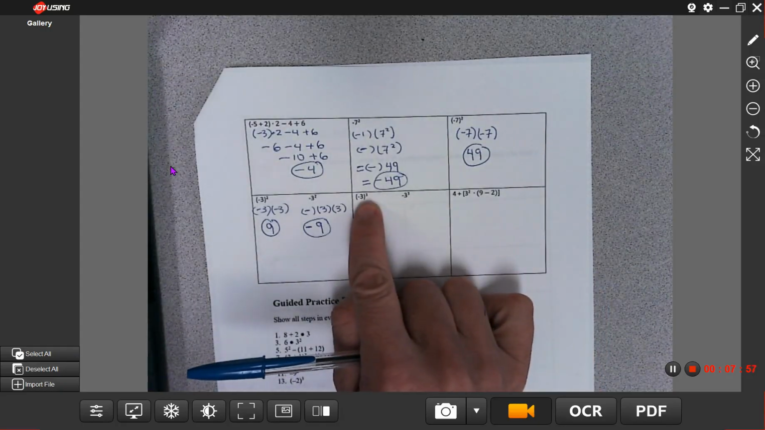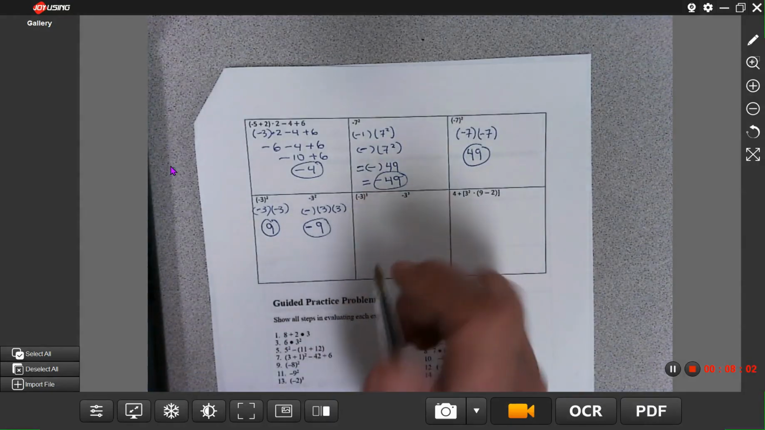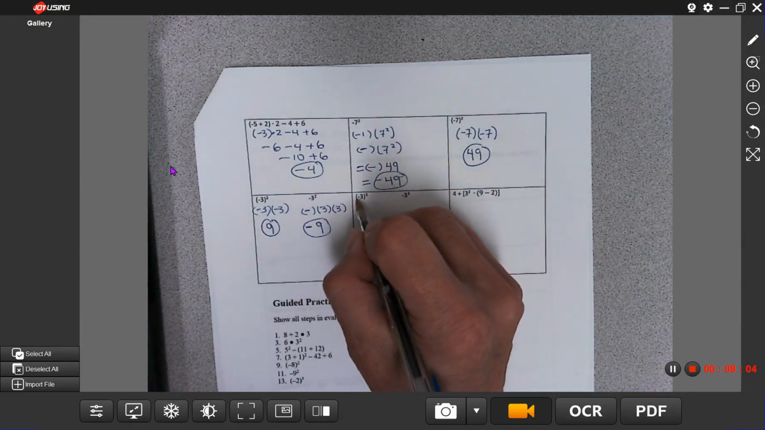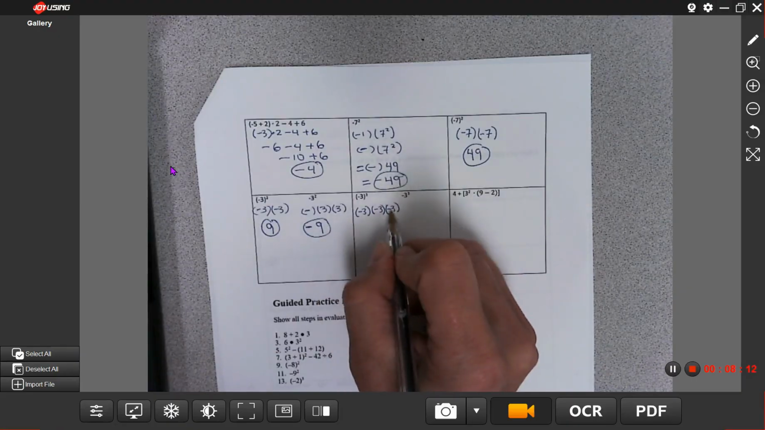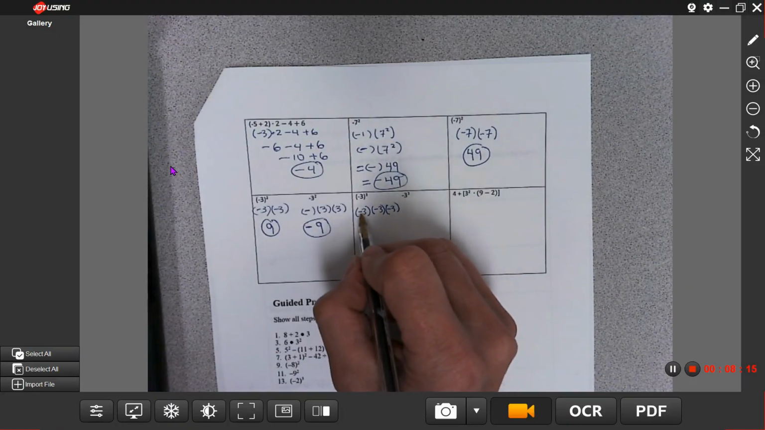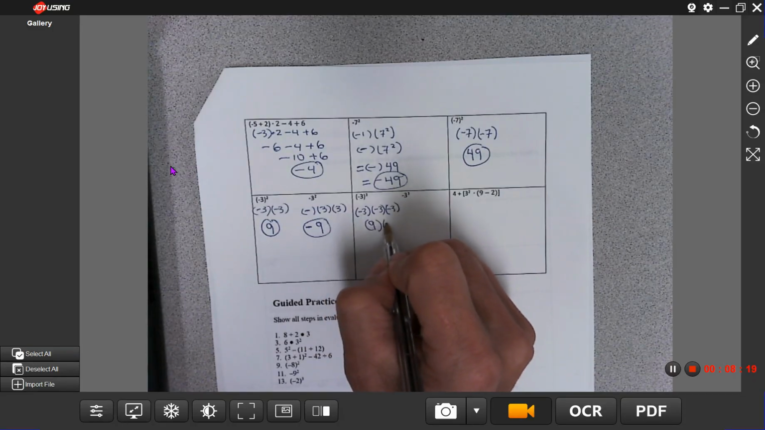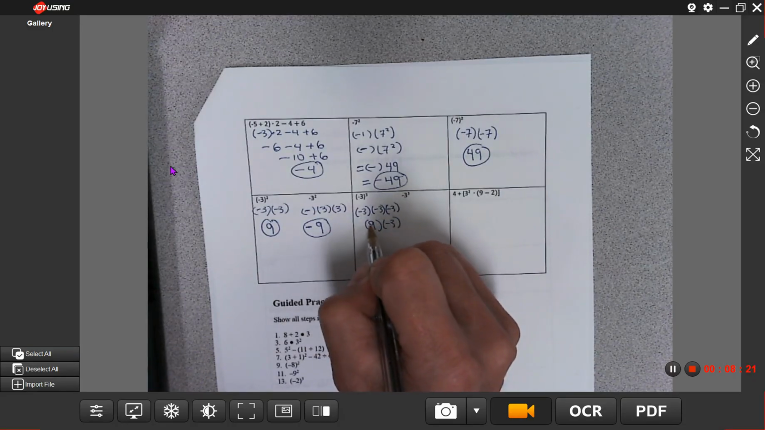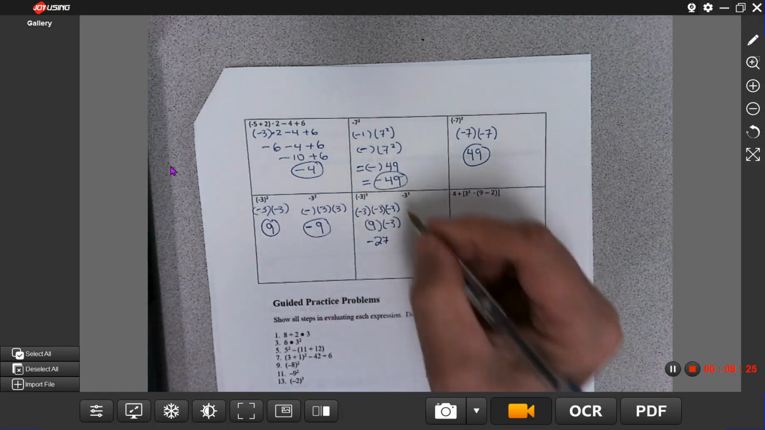Now, these are slightly different because this is negative 3 raised to the third power. So that means multiplied by itself 3 times. And it is, in fact, the entire value of negative 3. So times itself 3 times. And we can do it in order from left to right because it's all multiplication. So negative 3 times negative 3 is 9, positive, and then times negative 3. So positive times negative is negative, and 9 times 3 is 27.